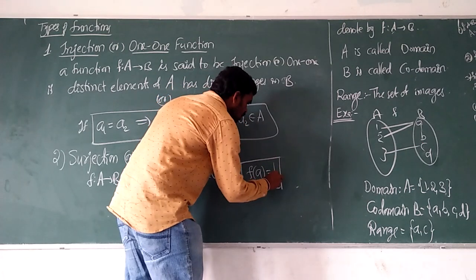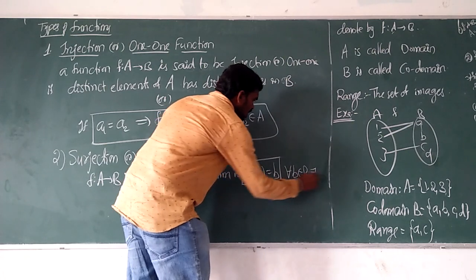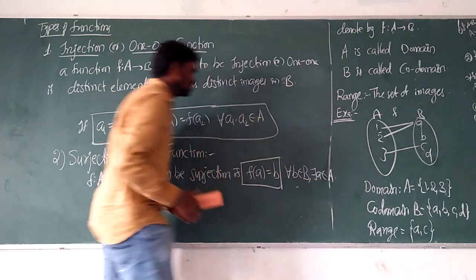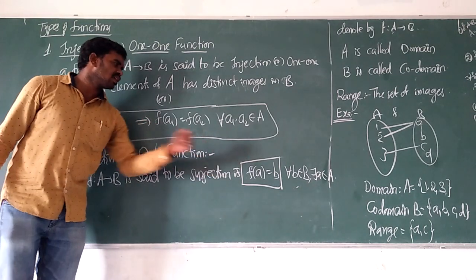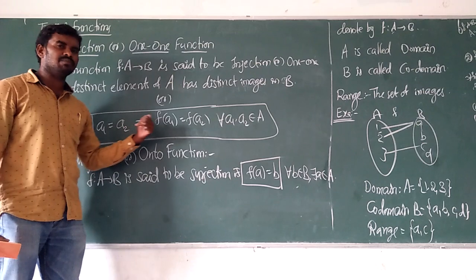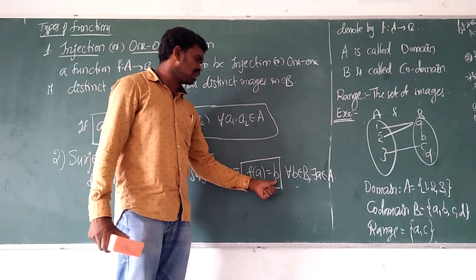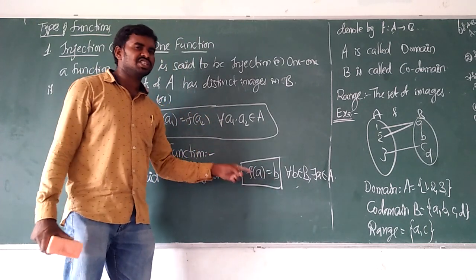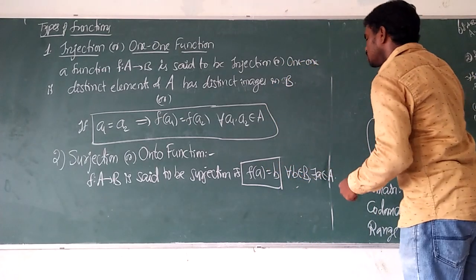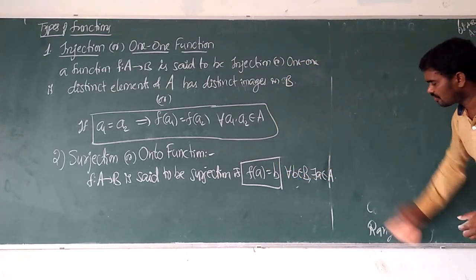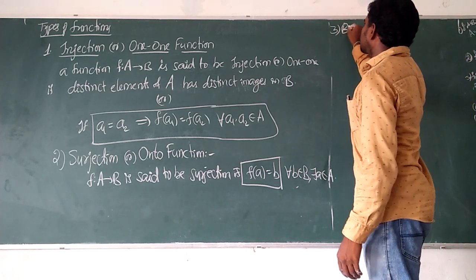So what about B? B belongs to set B, and there exists an A, where A belongs to set A. So these two are the most important. By using these two definitions, if you have A1 equal to A2 then f of A1 equals f of A2, one mark, and using f of A equals B, surjection. By using these two definitions, we can solve 7 marks questions. Next, third one, bijection.